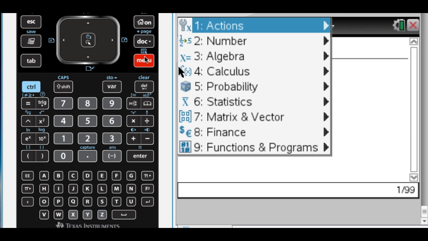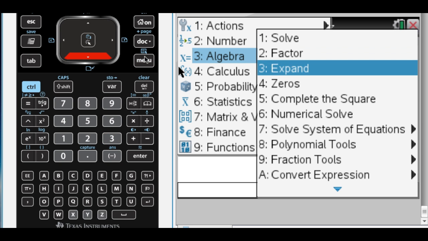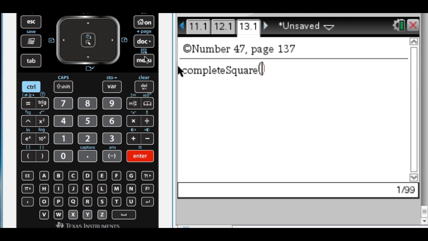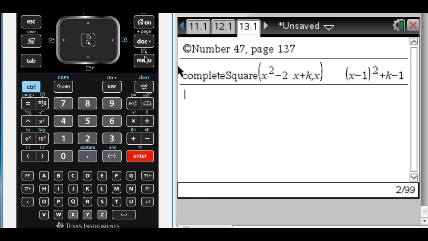So menu, 3, and what I want to do is complete the square. So menu 3 and option 5. If you don't have that option, you need to update your operating system, which you can do for free. So I'm going to complete the square on x squared minus 2x plus k, and I just want to complete the square on x. So I get the quantity x minus 1 squared plus k minus 1.